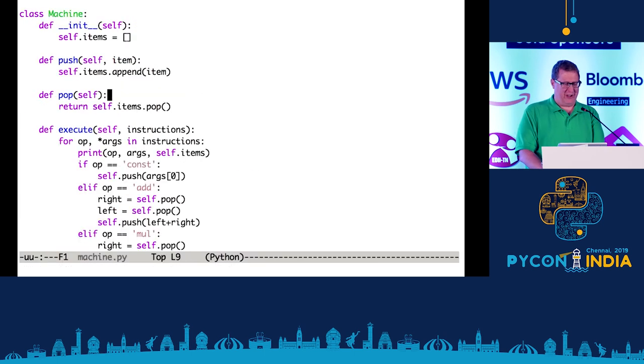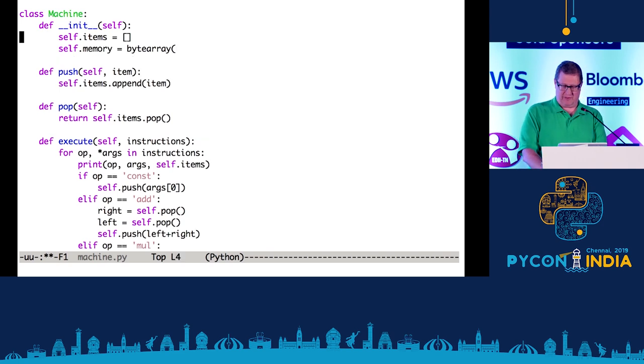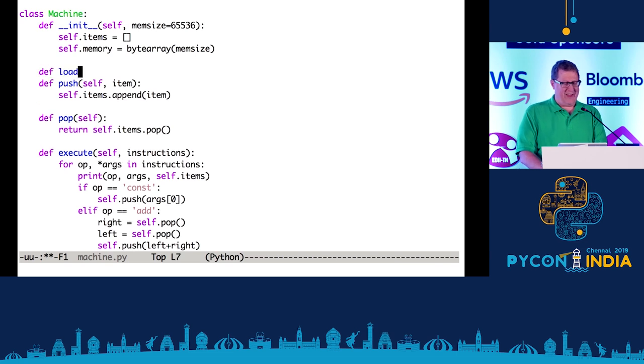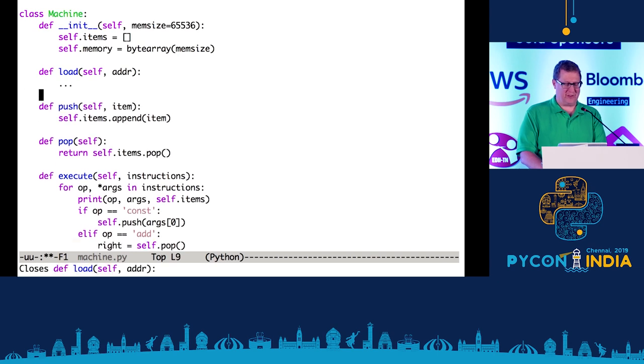If you start playing around with these machines, you start thinking, maybe I could make this more like a CPU or something. I could give it more features. So maybe one of the features you might want to give it is some memory. Maybe we'll make a byte array of simulated memory. The most memory I'll probably ever need is 64K, so I'll give it that as a default size. And then maybe I'll start building some functions to load and store from memory.